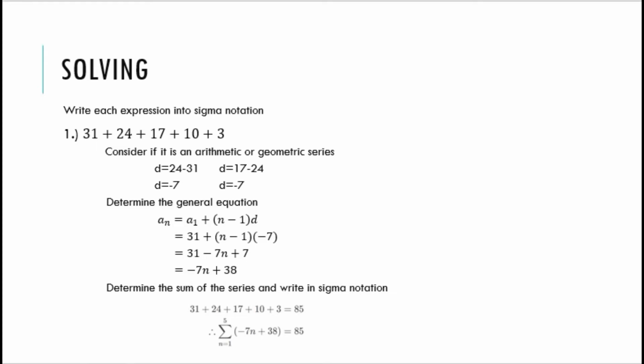So next, we will determine the general equation by using the formula to find the nth term. So the first term in this sequence is 31. Add that to n minus 1 and multiply that by negative 7. That will give us 31 minus 7n plus 7. And if simplified, it will be negative 7n plus 38. And next, we can now determine the sum of the series and write it in sigma notation.